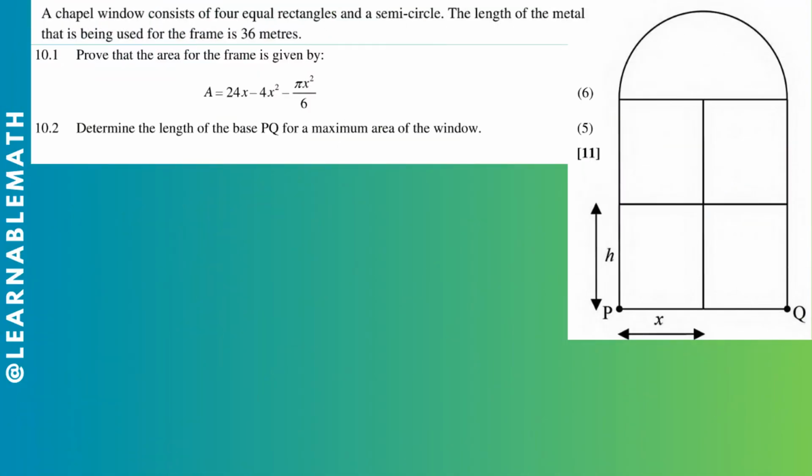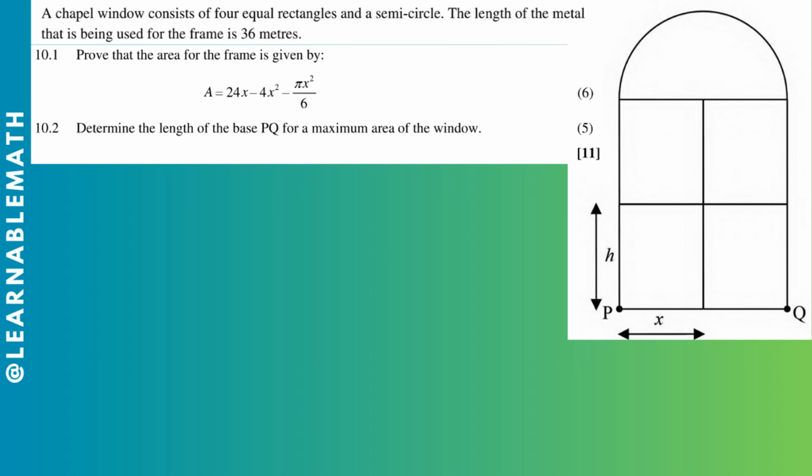All right, quite an interesting question. We are given that a chapel window consists of 4 equal rectangles and a semicircle, right? The length of the metal that is being used for the frame is 36 meters. These are very interesting application of calculus questions, right? They make sense in real life, right? So they're telling us that the whole metal that will be used to make this frame is only 36 meters. We only have 36 meters, right?